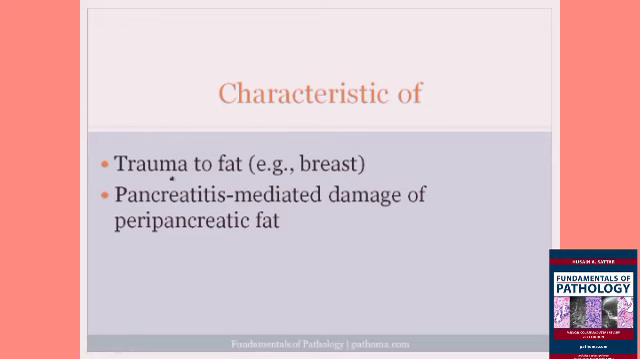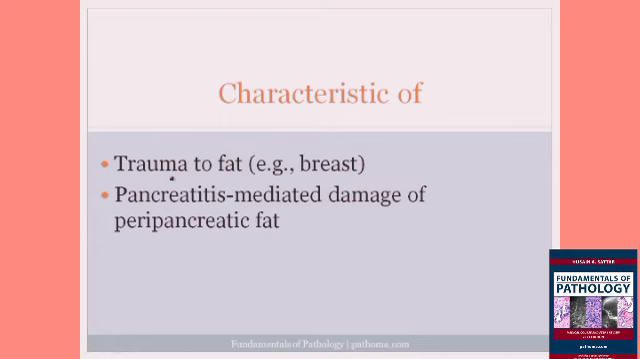Now, fat necrosis is classically seen in two regions, or with two processes. The first is trauma to fat, and the highest yield here would be breast. The breast is a relatively fatty organ. It contains a lot of adipose tissue. For example, if a woman is in a car accident and the breast is crushed against the steering wheel, that can result in destruction of the fat cells, release of the fatty acids, and calcium binding those fatty acids, resulting in the classic appearance of fat necrosis. So trauma to fat can release those fatty acids, resulting in fat necrosis.